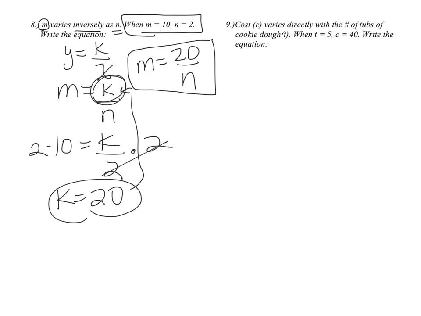If I change the variables, the first thing mentioned is m, the second is y. The second thing mentioned is x. See if you can do number 9 on your own.